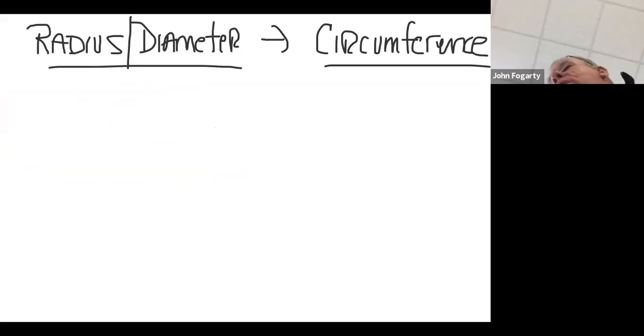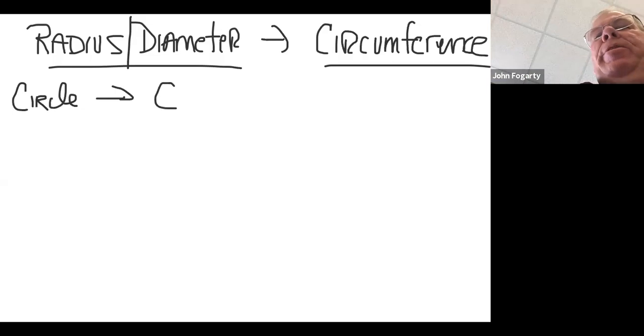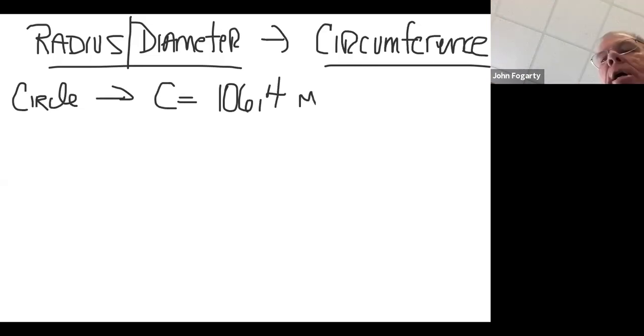Ready? So watch what we can do. Here's what I know. I have a circle, and in that circle, the circumference equals 106.4 meters. All righty? If I said to you, what's the diameter? Use the formulas you've been given. What's the formula for circumference that uses diameter? Does everybody agree with that?